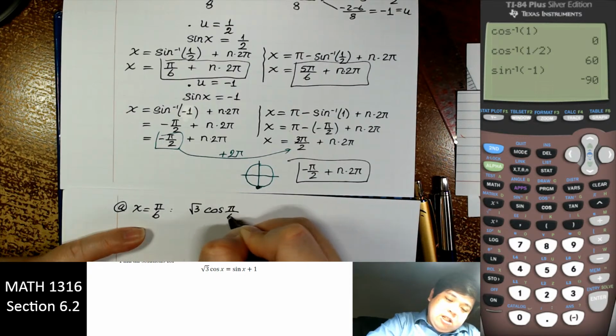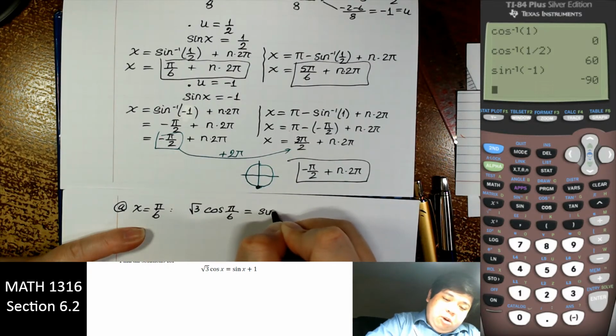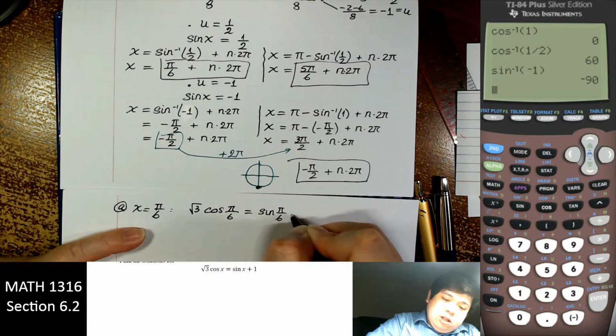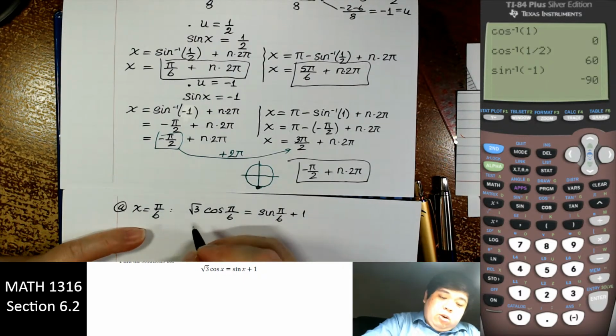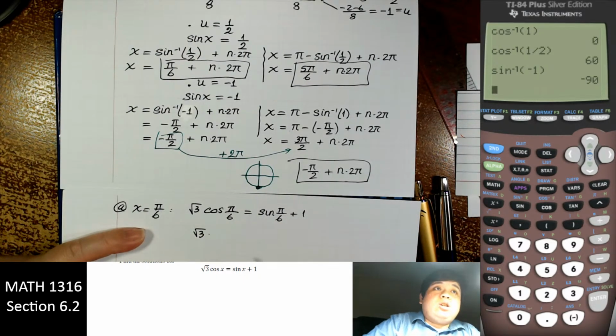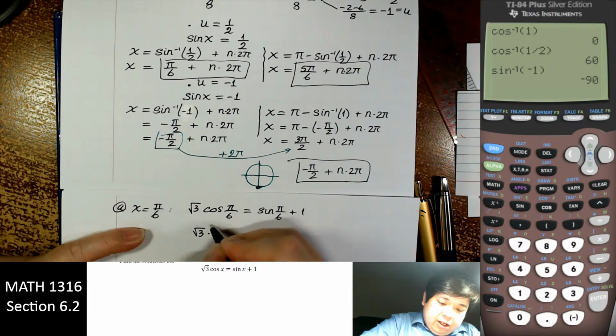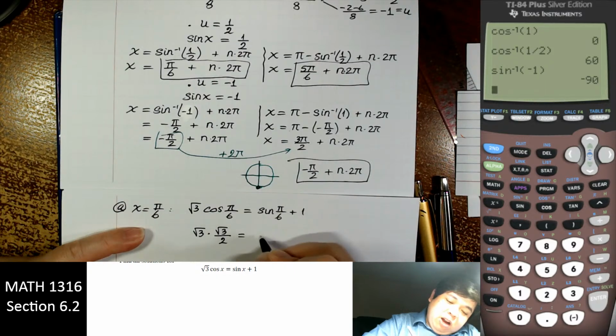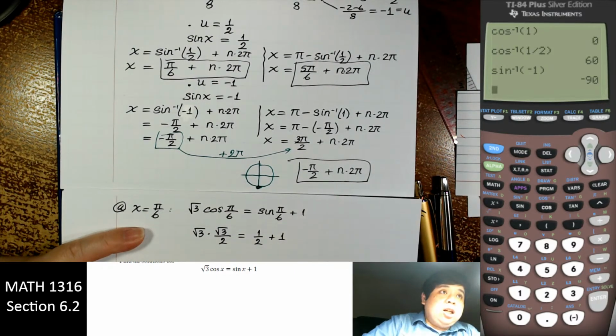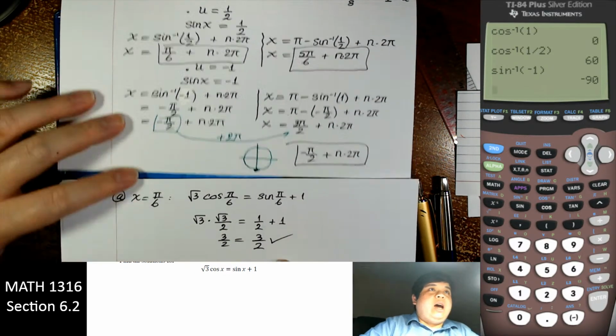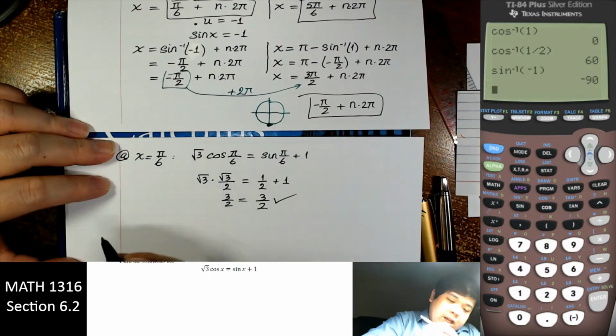Is cosine pi over 6 equal to sine of pi over 6 plus 1, times square root of 3? Cosine pi over 6 is square root of 3 over 2. And sine of pi over 6 is 1/2, plus 1. So multiply square root of 3 by that, and yes, that's good.